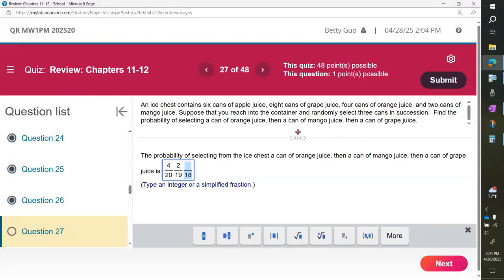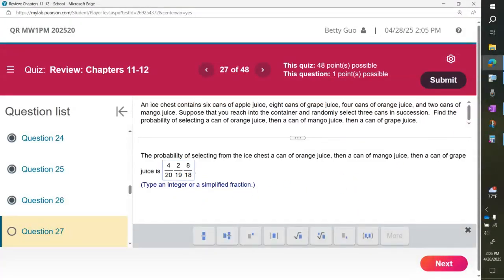18 cans. And what's the probability you get a grape juice from 18 cans? 8 cans of grape juice, so 8. You now have 18 cans in the chest, 8 of them are grape juice. So the chance of getting a grape juice is 8 over 18. That's conditional as well, because you lost 2 cans, right? Okay, we just need to multiply the 3 probabilities together.